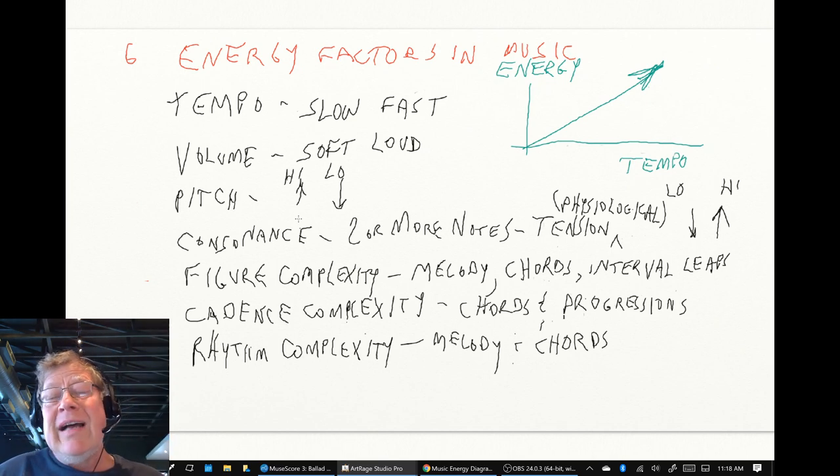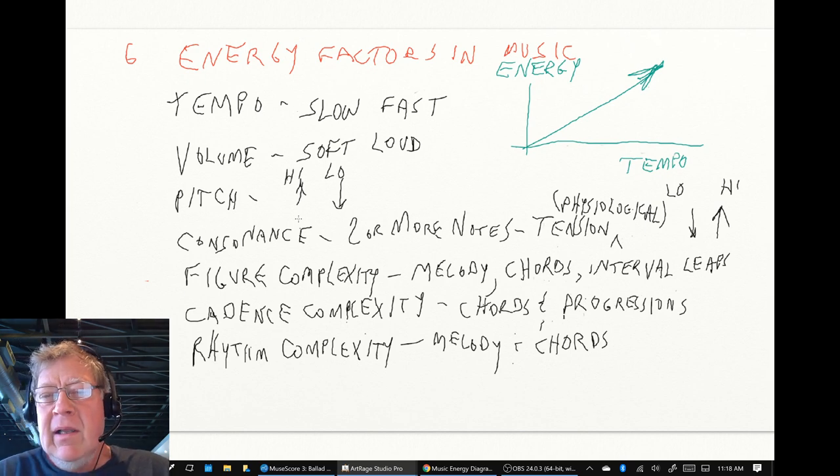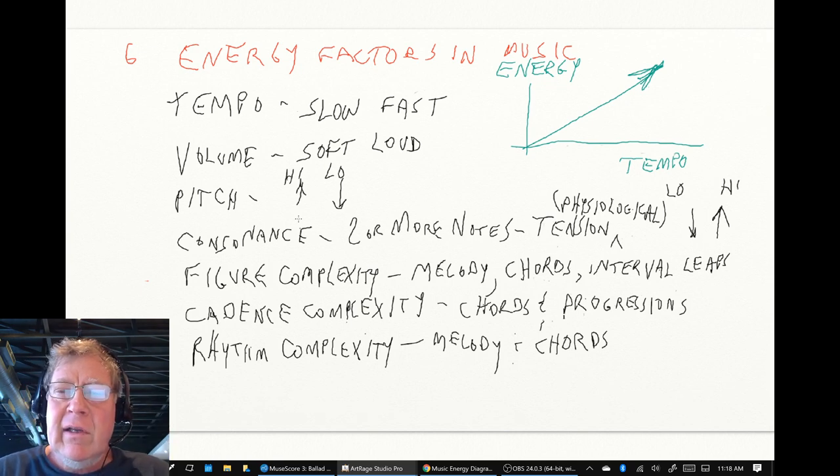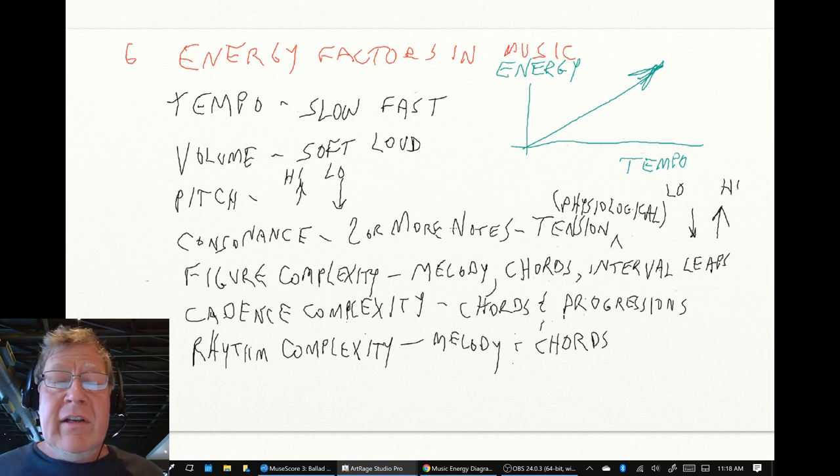The consonance of two or more notes played at the same time has an associated physiological tension. And we like the word tension as a synonym for consonance and dissonance. Low tension is consonant. High tension is dissonant. And the lower the tension, the lower the energy, the higher the tension, the higher the energy.